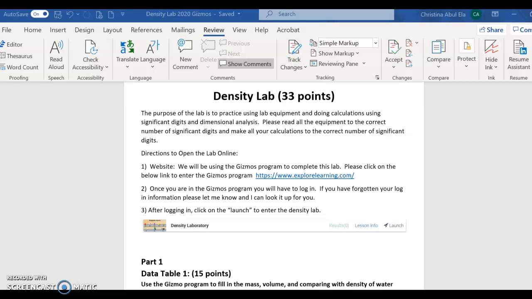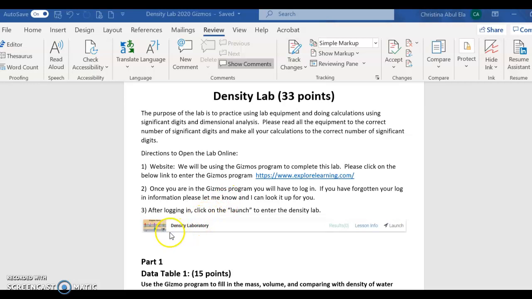I have the Density Lab document open right here. You can see at the top that it tells you where to go on the website. Once you're into the Gizmos program, you're going to need your login information. If you don't know what that is, just send me an email, or let me know in class and I can look it up for you.